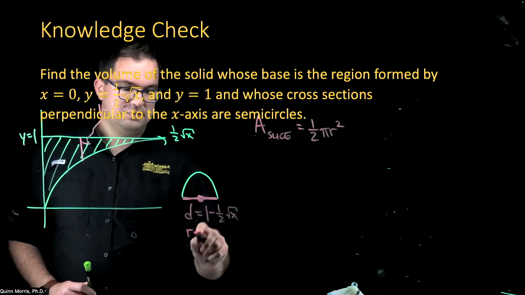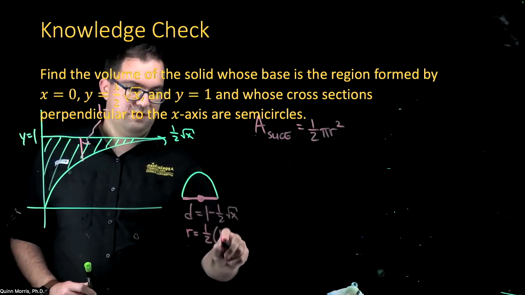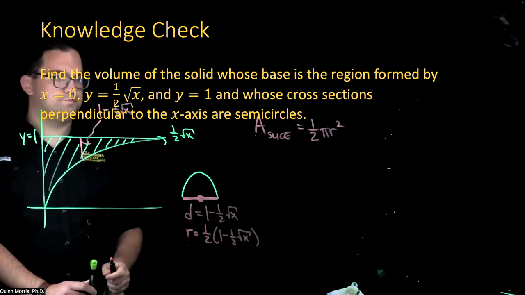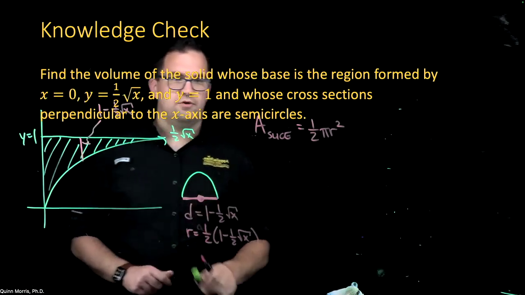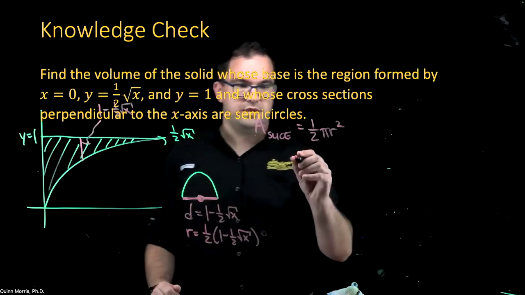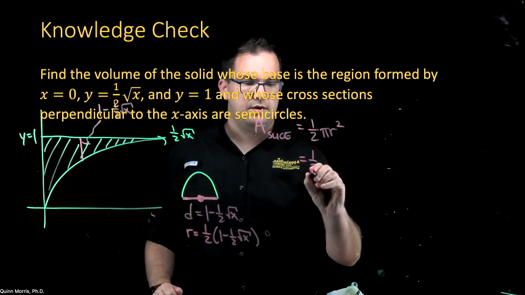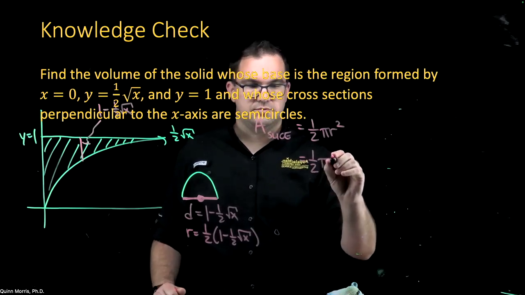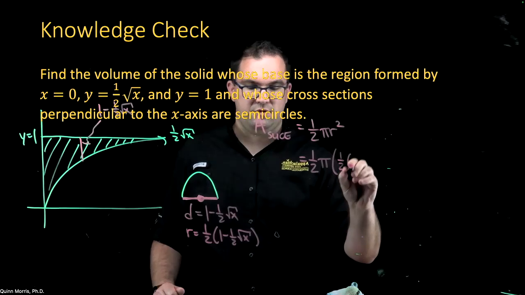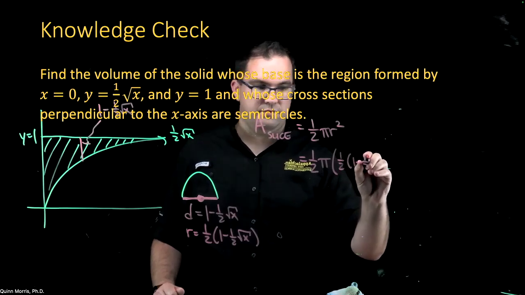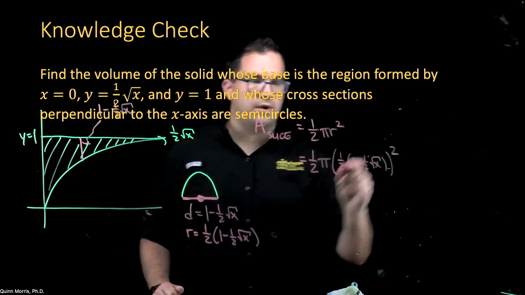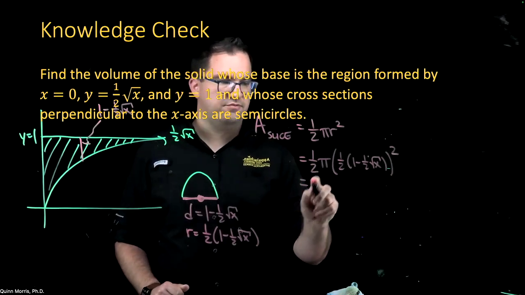And so my radius is 1/2 of that. So it's 1/2, 1 minus 1/2 square root x. Okay. Now let me plug that in over here to my formula for the area of my slice. So my area of my slice is 1/2 times pi times my radius, which is 1/2, 1 minus 1/2 root x, quantity squared. Now I can do some algebraic simplification here.